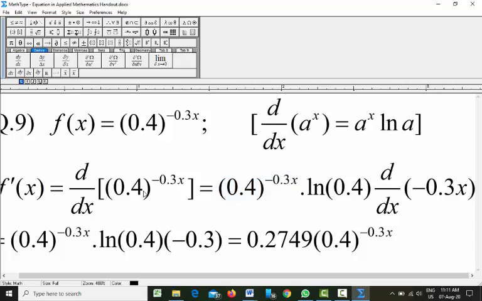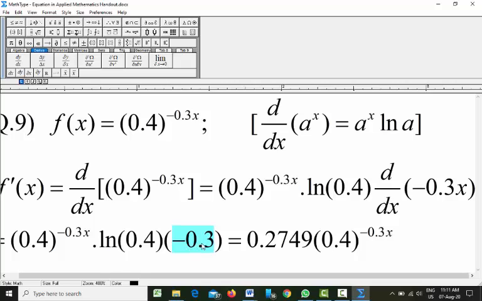And then we will take ln of 0.4. And then we will do differentiation of the power part. If you do differentiation of the power part, we will get differentiation of x with respect to x, which is 1. So we will have only minus 0.3. And then the remaining element will be as it is.